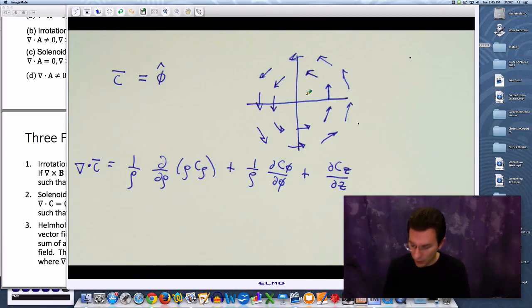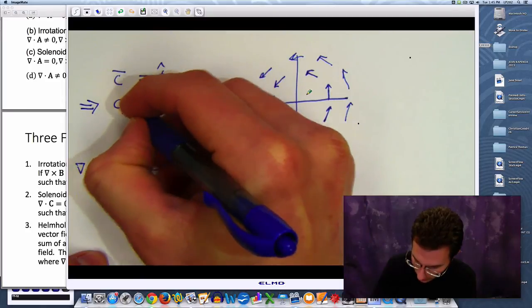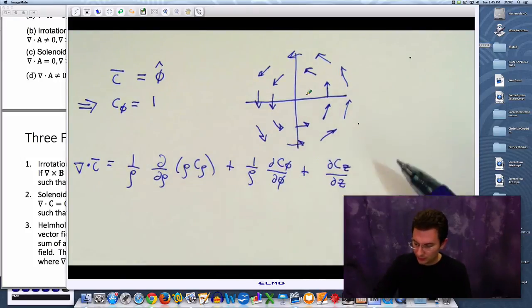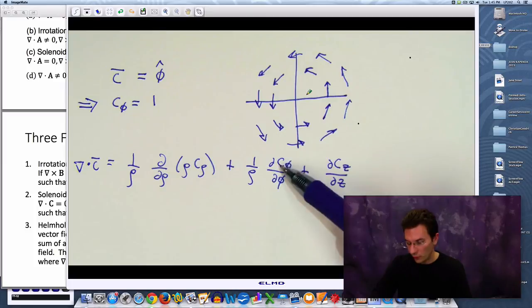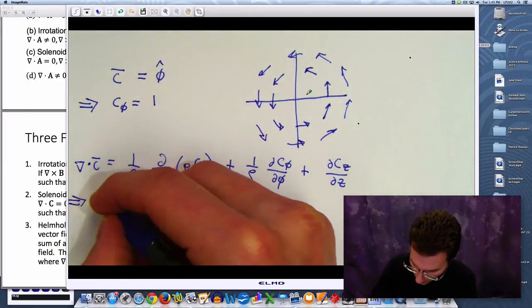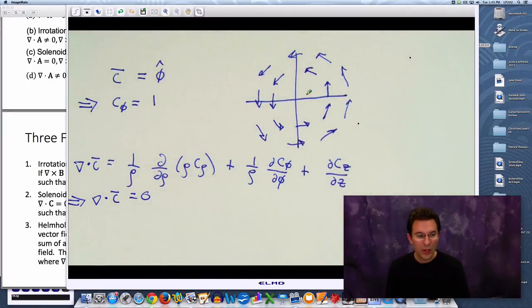Okay, so in this case, for this particular vector field, the only non-zero component is the phi component, which is equal to 1. All right, so this term goes away, this term goes away, and the derivative of 1 with respect to phi is in fact 0. So that implies that the divergence of this particular vector field is in fact equal to 0. So therefore it is solenoidal. This field is completely solenoidal.